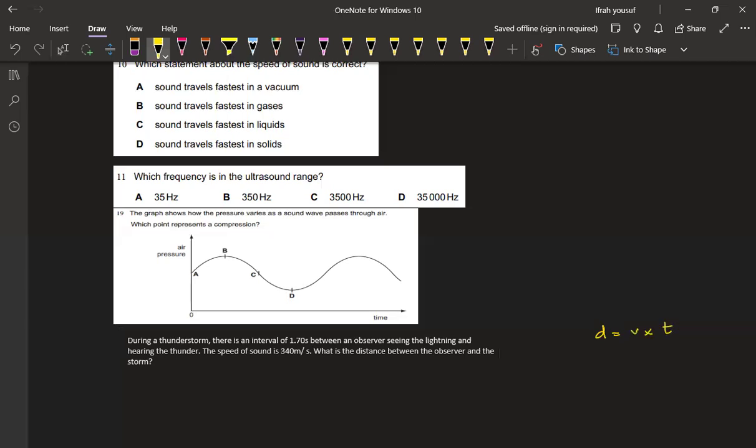Yes, because they are asking to find out the distance. What is the distance between the observer and the storm? So how can I elaborate it? If this is the storm, and this is the observer, the distance between them is going to be D, right? So what is the time between them?